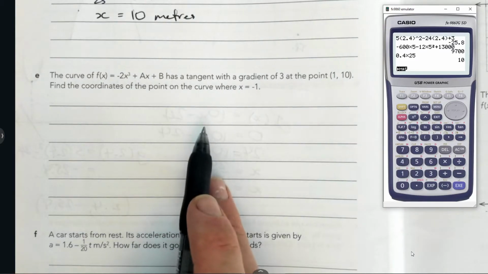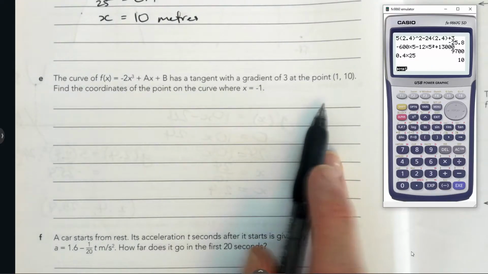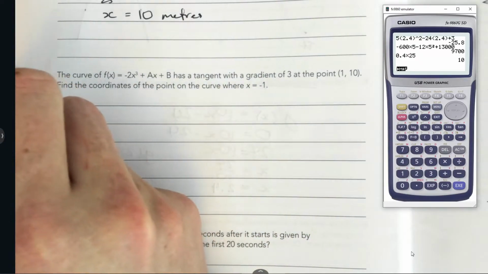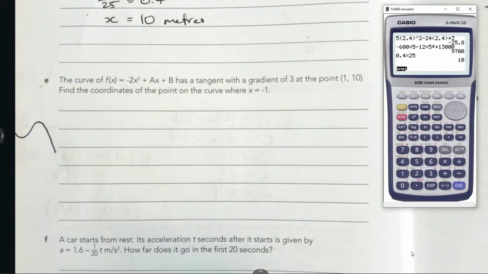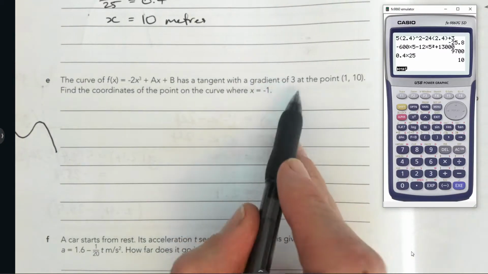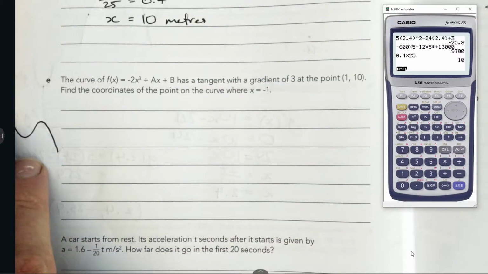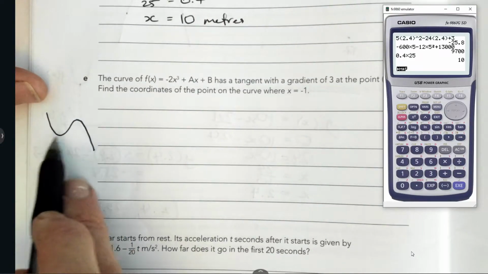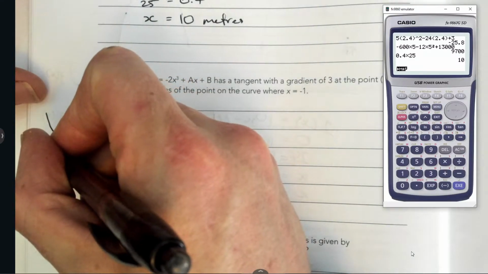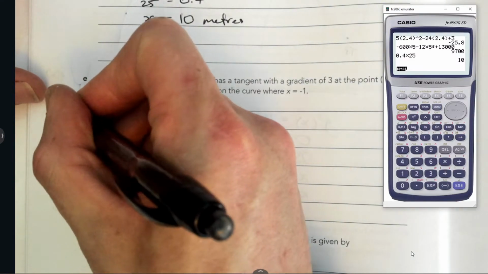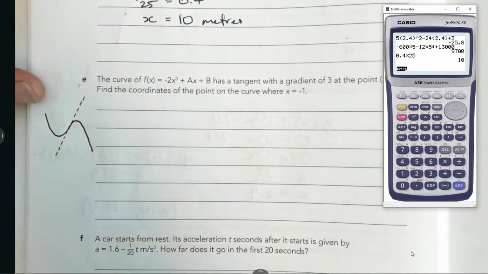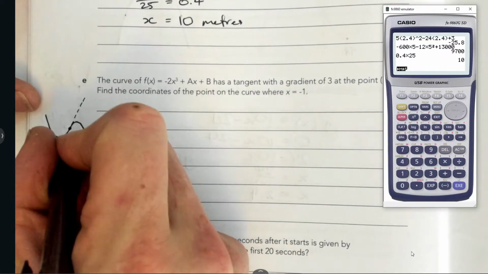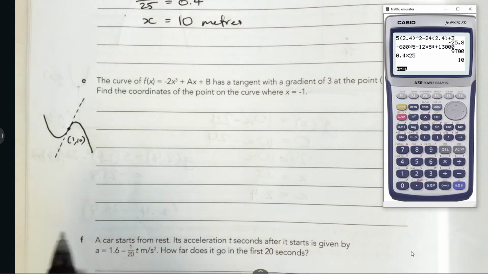Okay, these ones are a little bit nasty because it's hard to visualize what's happening, so I sort of like to make it up. So it's a negative cubic, and there's some point where the gradient would be 3. It's probably inside here somewhere, right? So let's just make up a point. It's not necessarily going to be true, it's just our way of visualizing it. So there's a point here at 1, 10, but it may not be true.